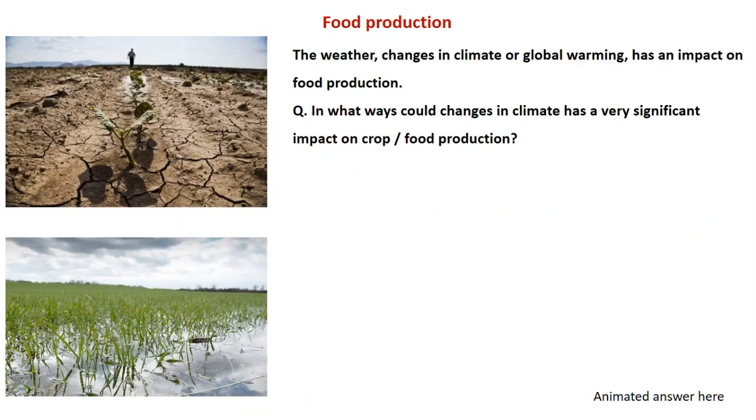Food production is also affected by global climate change. So my question is, in what ways could changes in climate have a very significant impact on our food production? In what ways? I've put 2 images on screen which should help you to answer this question. I'll give you 1.5 minutes to do this.